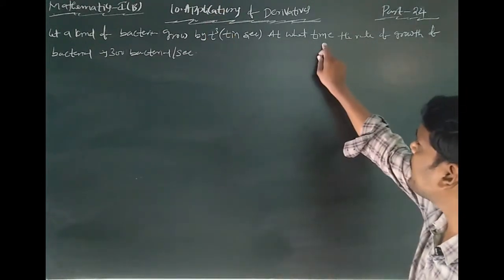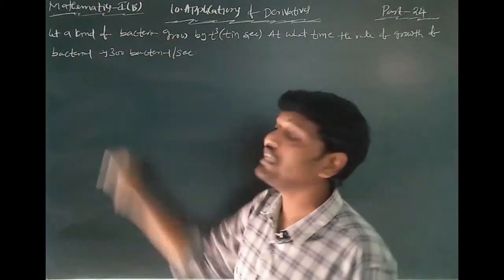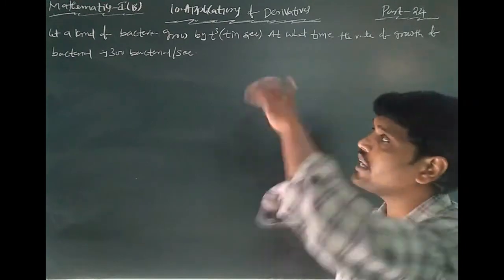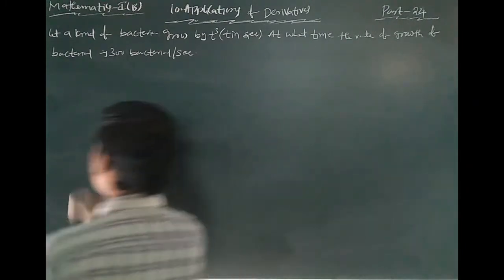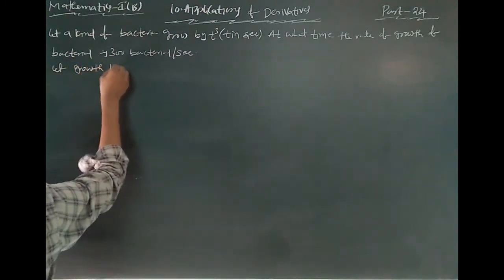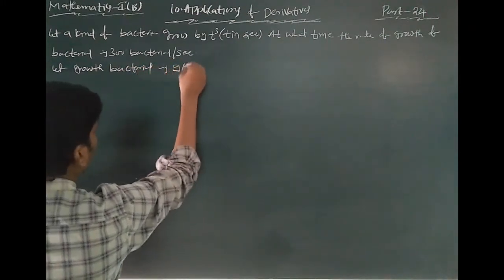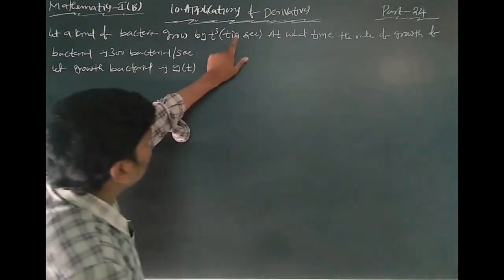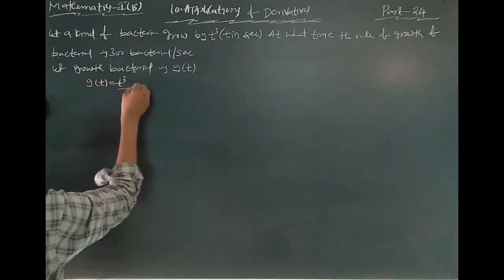At what time is the rate of growth of bacteria 300 bacteria per second? First of all, let the growth of bacteria be g of t. Here the g of t value is given, that is t cube.